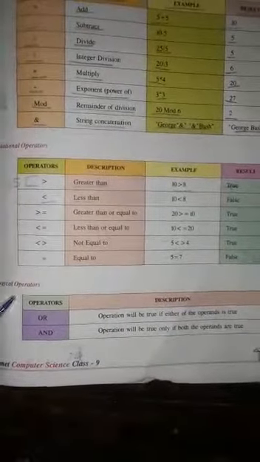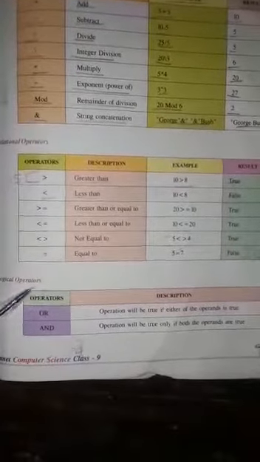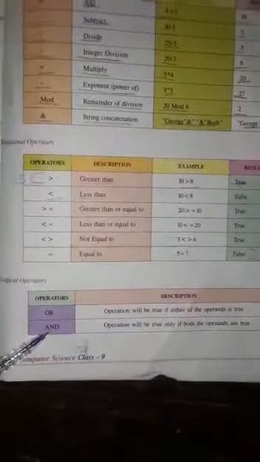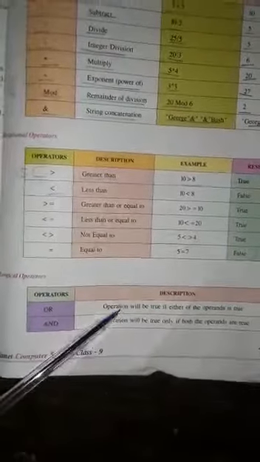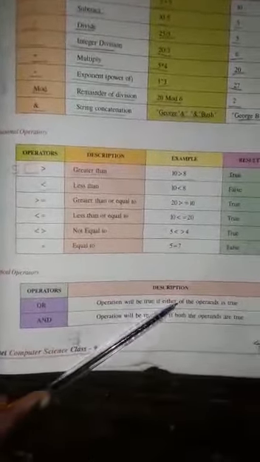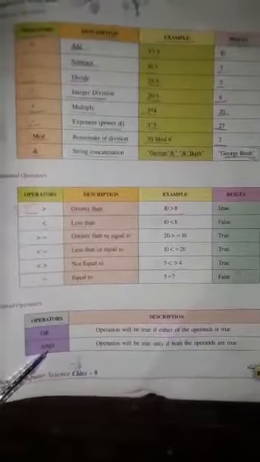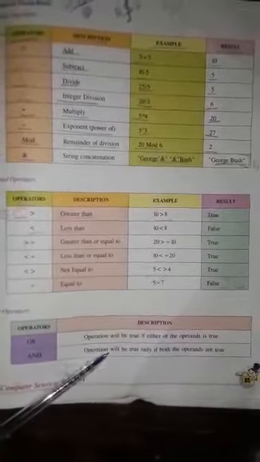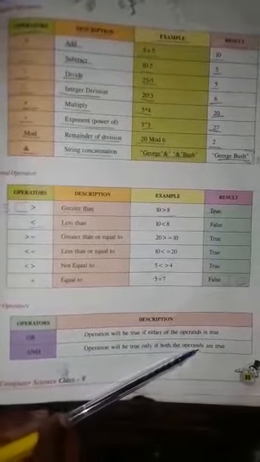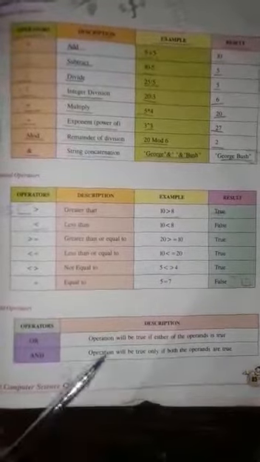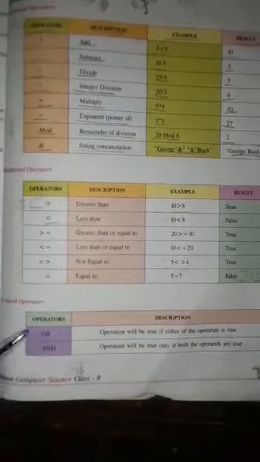Next, logical operators: or and and. Or means the operation will be true if either of the operands is true. The second one, and operator: the operation will be true only if both operands are true. So these are the logical operators. So this is Visual Basic programming. Study very well.